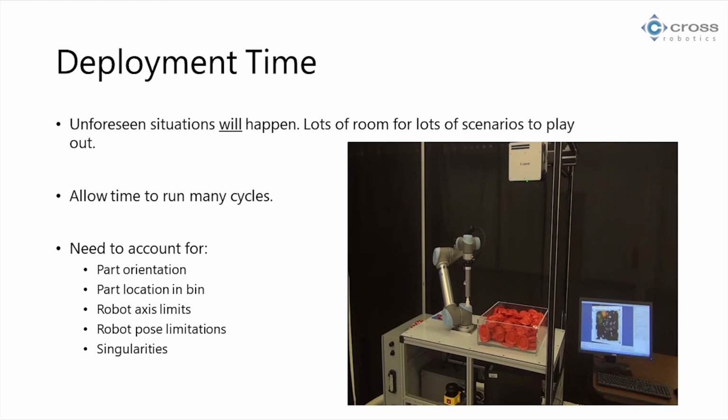Deployment time. In our experience, once you're in the middle of a bin picking application and you're deploying it, there will be situations that you didn't think of, right? Because this is so dynamic. The lack of structure in staging your parts means there's almost unlimited variability in what the camera is going to come up with, what the software is going to calculate, how the robot is going to interpret commands. So many different situations can happen.